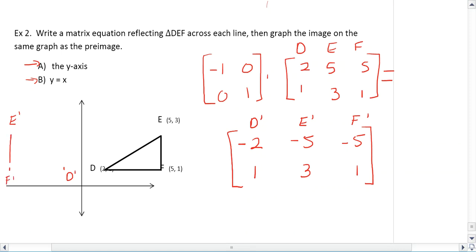So I'll attempt to connect these vertices. So there is our triangle reflected over the y-axis. The y-axis is kind of, I think of it like a folding line. If we folded it, these should match up.